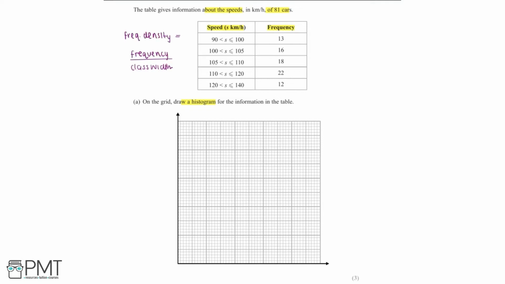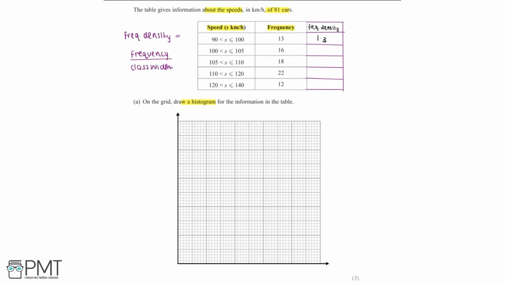Now we can draw a third column on our table in order to find the frequency density for each group, because we'll be using the frequency density when we draw a histogram. So we said that frequency density is equal to the frequency divided by the class width. So for the first row, we have a frequency of 13 and a class width of 100 take away 90, which is equal to 10. And so the frequency density is equal to 13 divided by 10, which is 1.3.